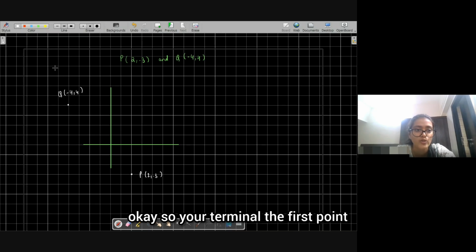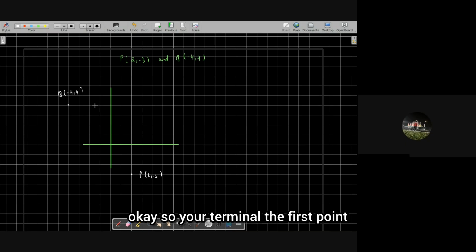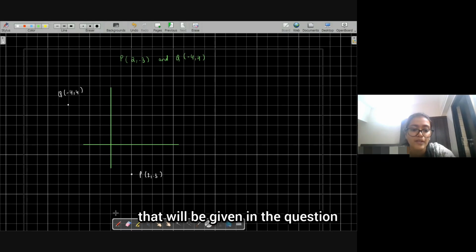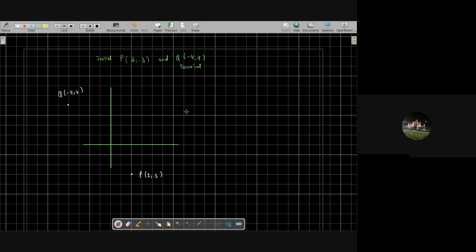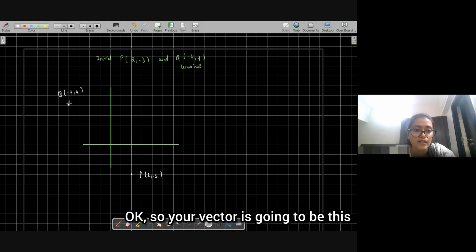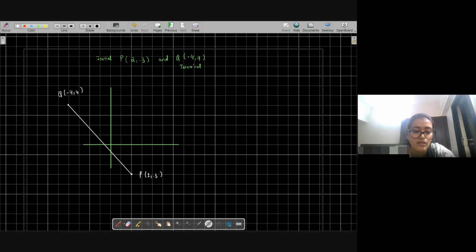Wait, how do you know which is the terminal point? That will be given in the question. This is the initial point, and this is the terminal point. Okay, so your vector is going to be this.